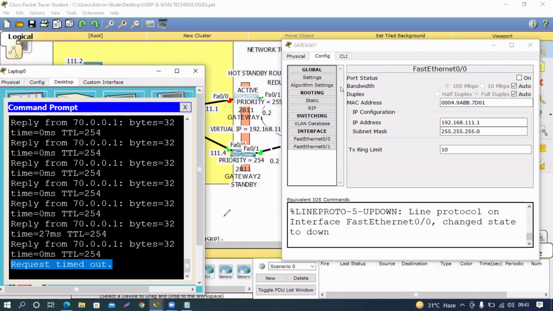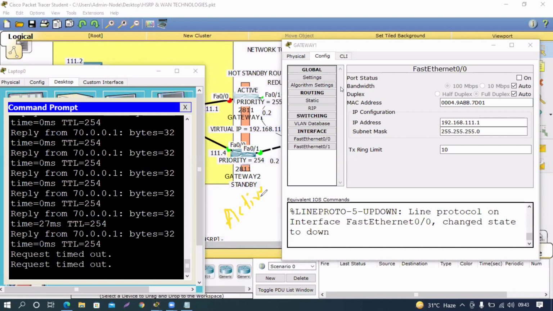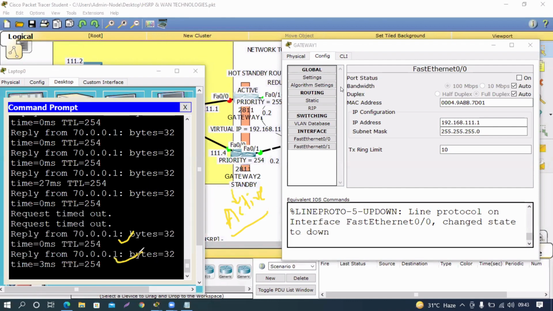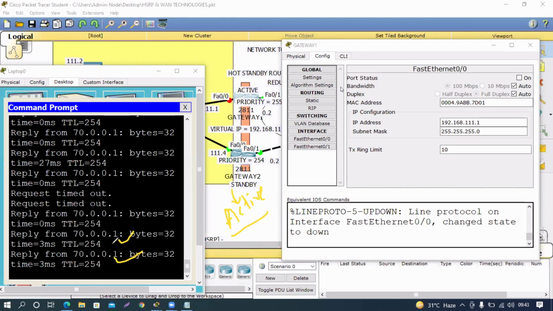So this standby router right now is becoming active. Can you see the reply is coming now again? Yes, sir. Okay, so this router is not working. So our laptop is sending its traffic via this gateway 2, and it is getting to the internet router. Now let's again bring up this port.